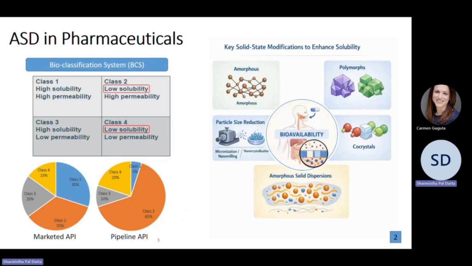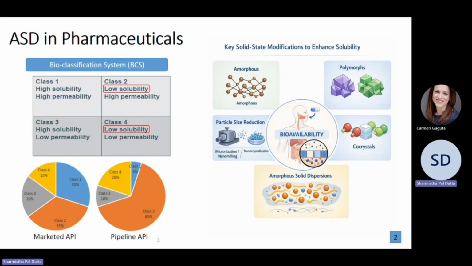In the coming future, the drugs that are in the pipeline are expected to have even more solubility problems. As you can see here, the percentage of class 2 and class 4 drugs is increasing to almost 85 to 90%, which will create an anticipated problem in providing adequate bioavailability.